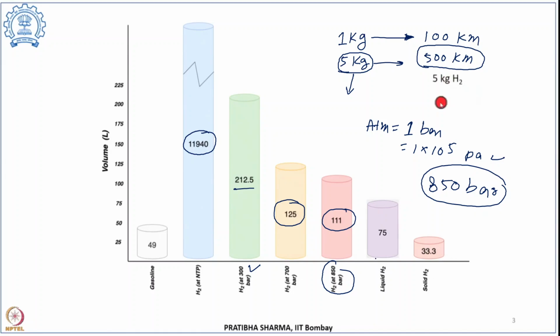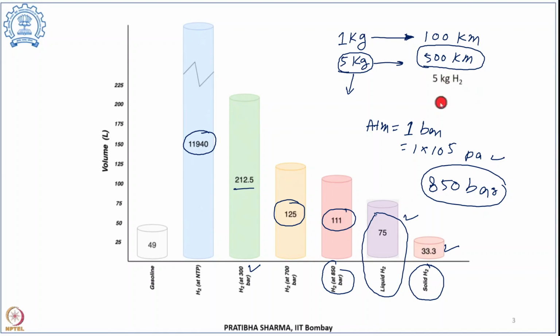That's why liquid hydrogen is possible. 75 liter we can somehow accommodate with liquid hydrogen. That's why the aerospace industry uses liquid hydrogen for rocket propulsion. Or solid hydrogen: nowadays scientists are using solid hydrogen, a 33.3 liter volume tank. But it depends on the applications actually.